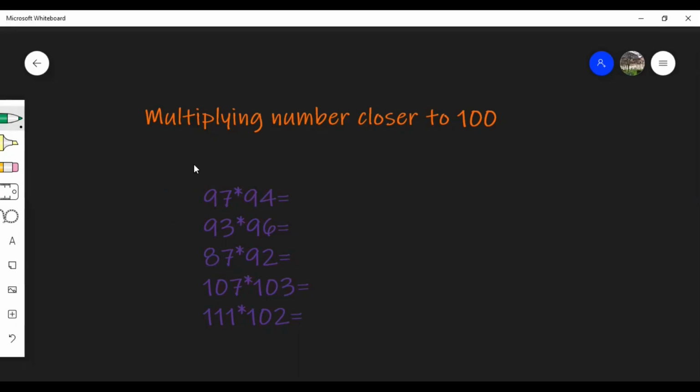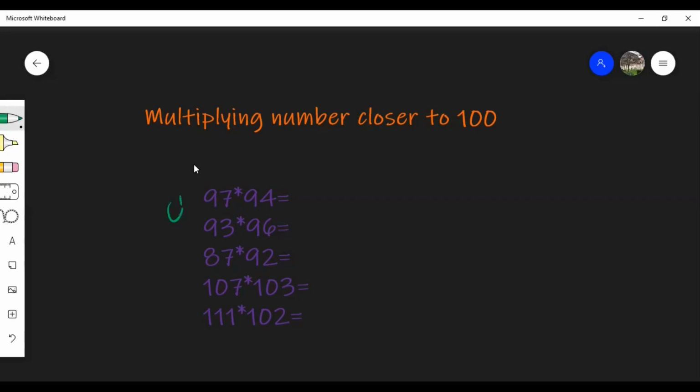In this video, I'm going to talk about how to multiply numbers that are closer to 100, how to multiply numbers that are closer to 50, and how to multiply numbers that are closer to 25. And for this video, I have the following example.